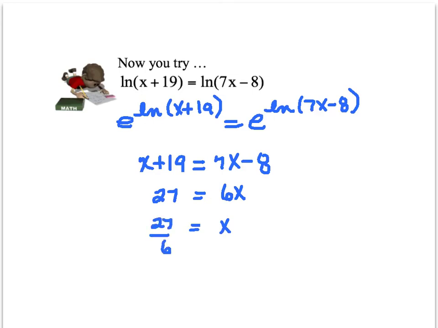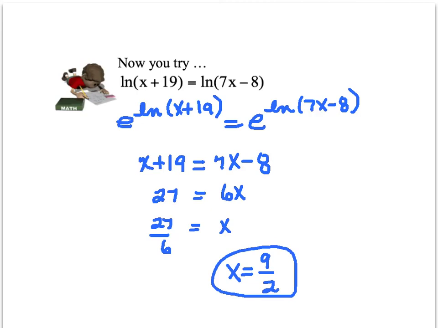by 6, and I could go ahead and reduce that. x is equal to, and I can divide through by 3 and 3. 27 by 3 is 9. 6 divided by 3 is 2. And my answer, 9/2.